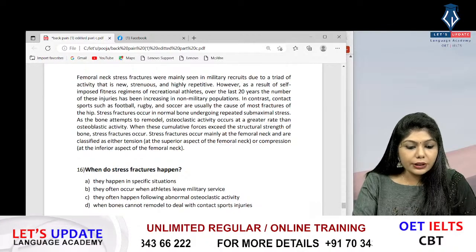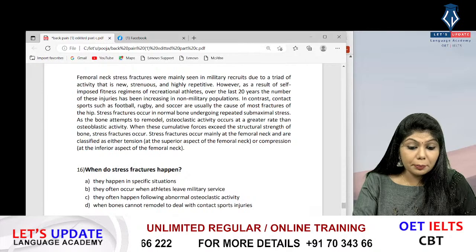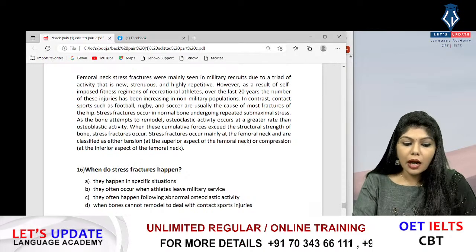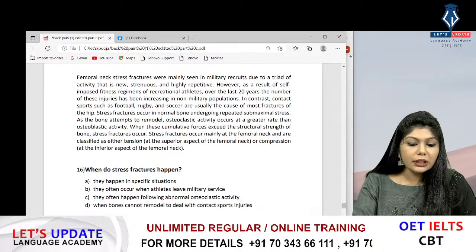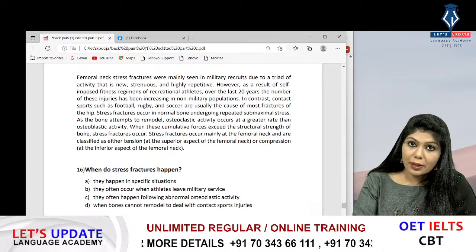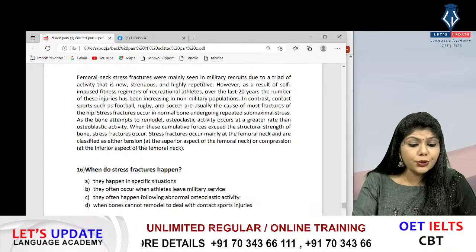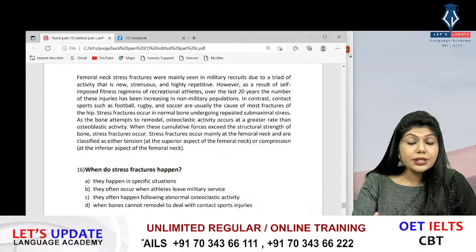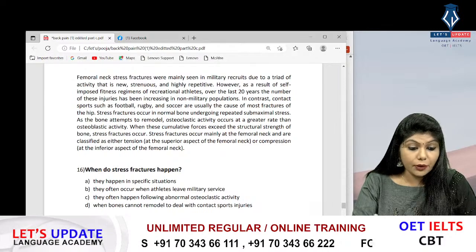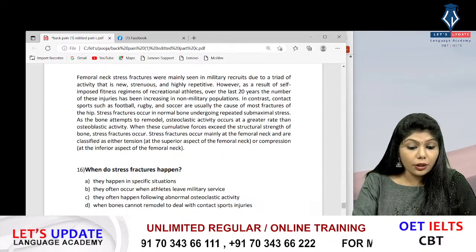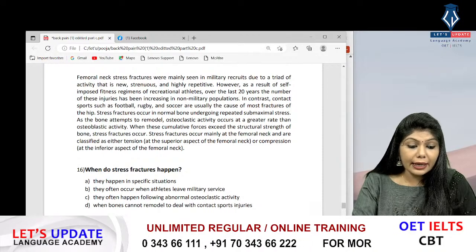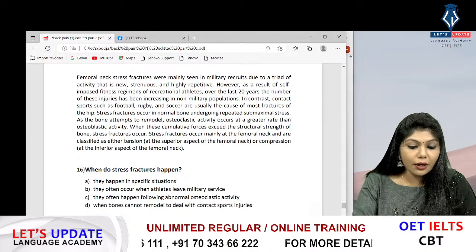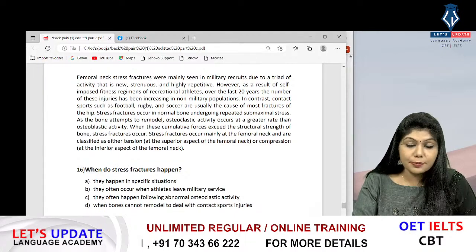Stress fractures occur in normal bone undergoing repeated submaximal stress. As the bone attempts to remodel, osteoclastic activity occurs at a greater rate than osteoblastic activity. When these cumulative forces exceed the structural strength of the bone, fractures occur. Stress fractures occur mainly in the femoral neck and are classified as either tension, superior aspect of the femoral neck, or compression, the inferior aspect of the femoral neck.